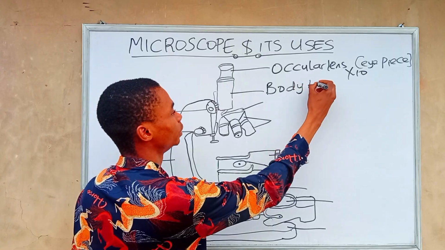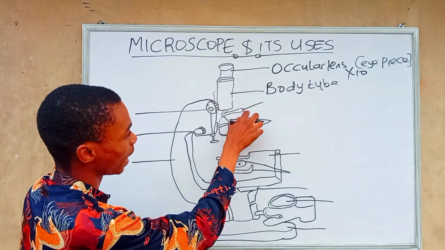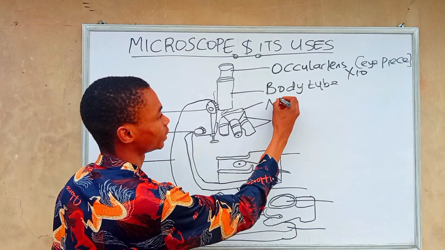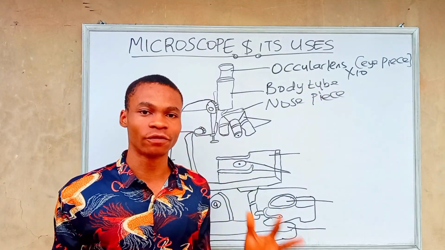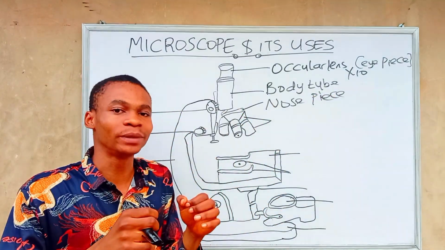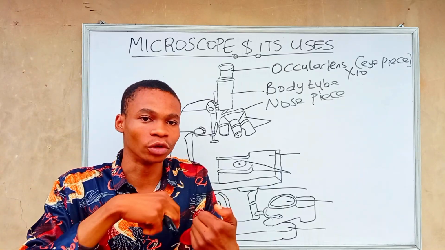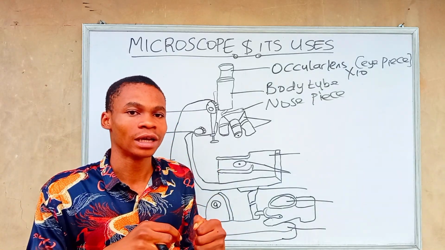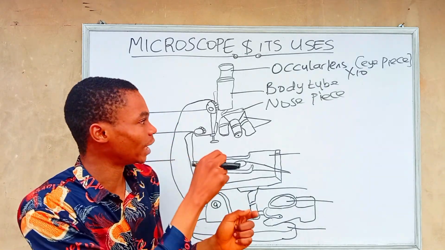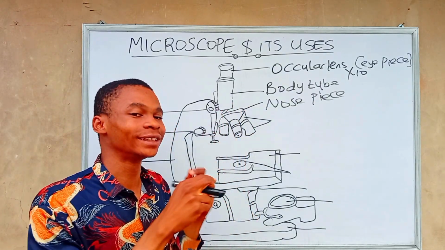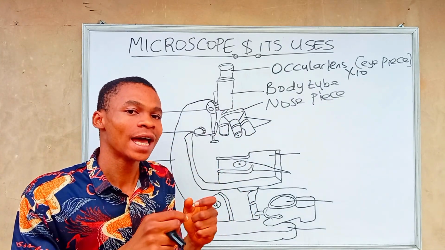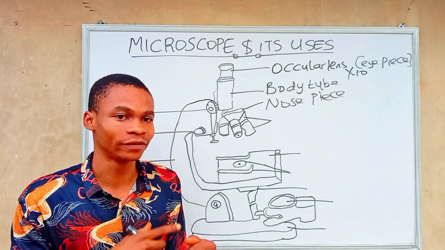This part is called the nose piece. What is the function of the nose piece? The nose piece allows rotation of magnification, and it also holds the objective lenses. So this is the objective lenses, while this is the nose piece. It is the nose piece that holds the objective lenses, and it allows rotation of magnification.